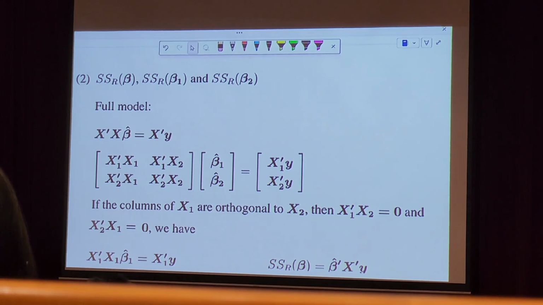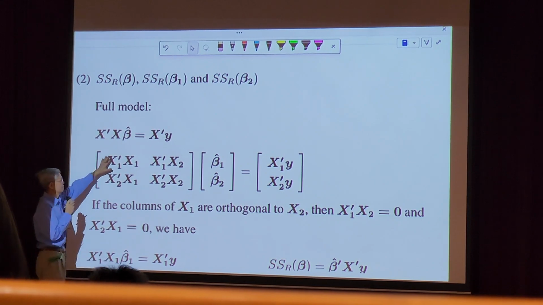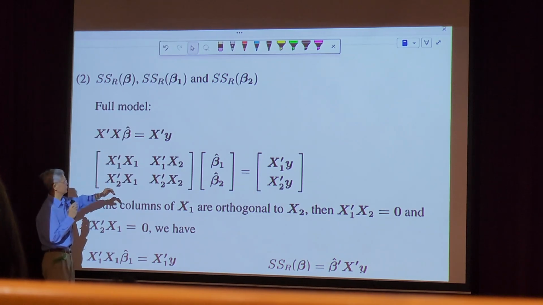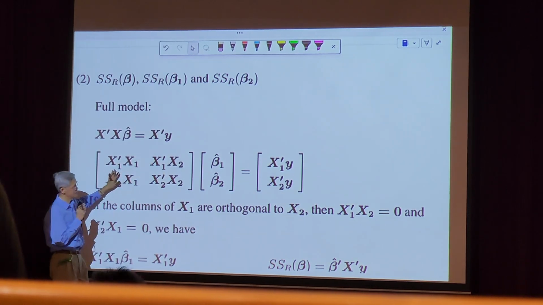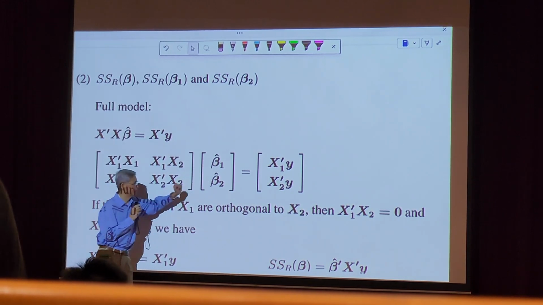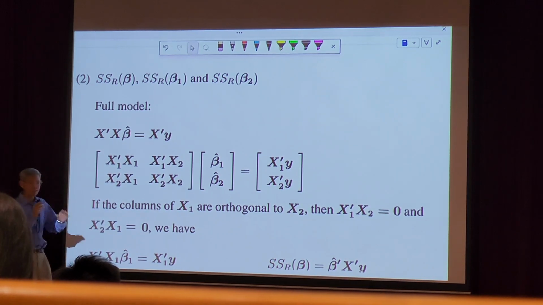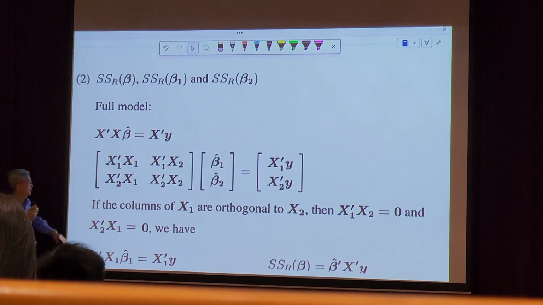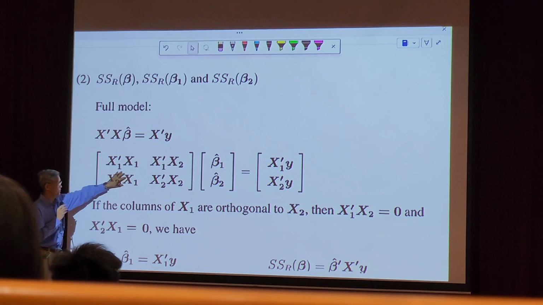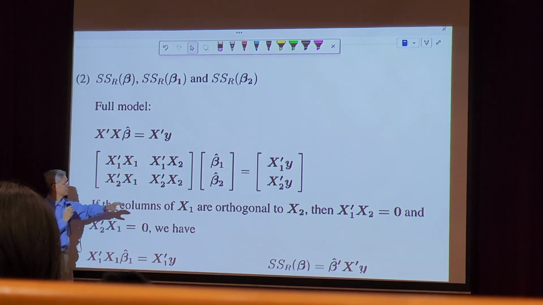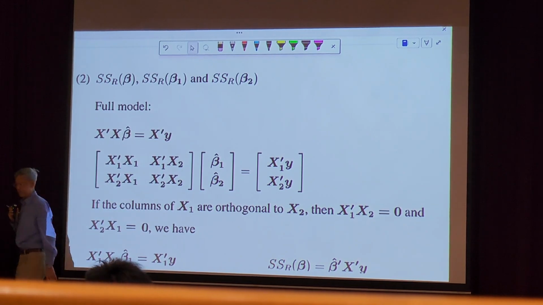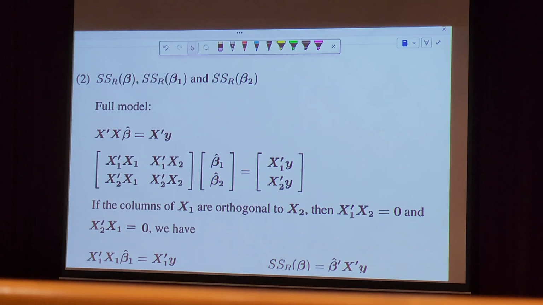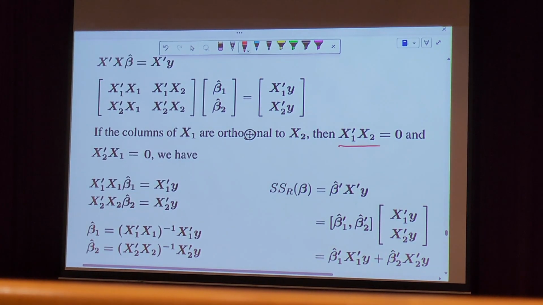For the full model, it's very simple. I have my X is just X1 and X2. When I multiply out, it looks something like this. And then I have beta 1 hat, beta 2 hat, and so on. Now because the columns are orthogonal, this part of the matrix will be 0. This is also 0 because they are orthogonal. So this is a 0 matrix here. This is a 0 matrix.